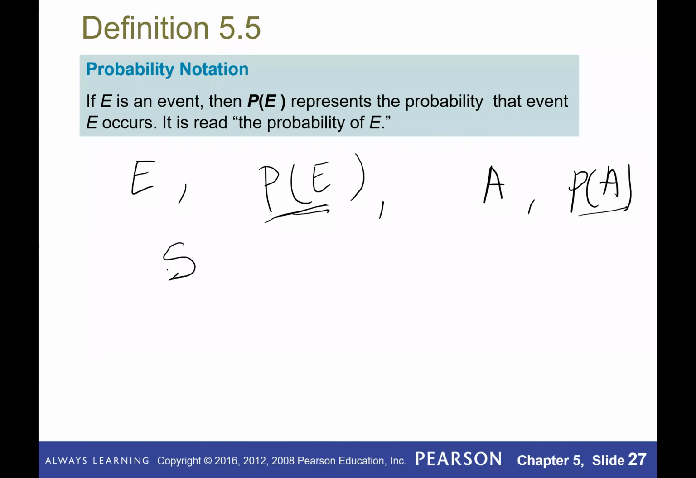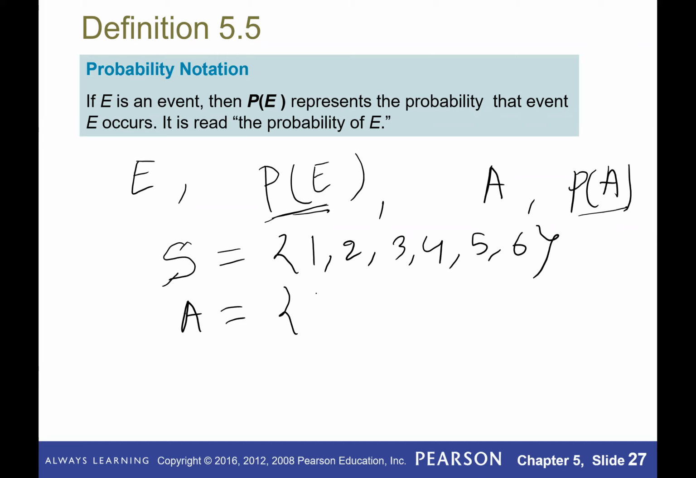So now if S is a sample space which is 1, 2, 3, 4, 5, 6, and all the outcomes are equally likely outcomes. That means each one has equal chance. And A is an event whose outcomes are odd numbers 1, 3, 5. Then what is the probability of A? So what do you think? What should be the probability of A? Anyone?